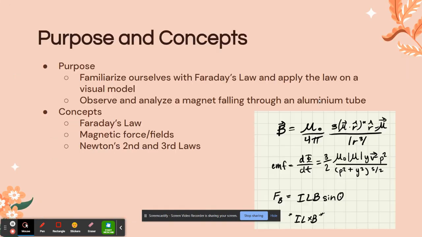Lab 5. The purpose of this lab was to familiarize ourselves with Faraday's law and apply the law on a visual model. We observed and analyzed a magnet falling through an aluminum tube. The concepts we used were Faraday's law, which can be seen as the middle equation, and the magnetic force/field equations. The magnetic force being the bottom equation, the magnetic field equation being the top equation, the Biot-Savart law.